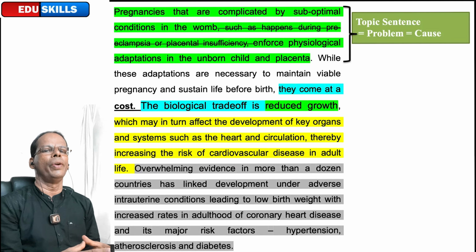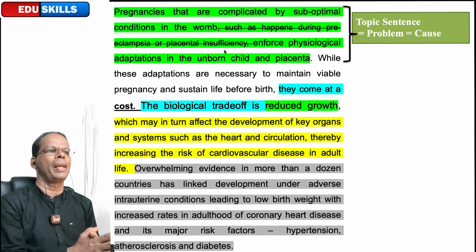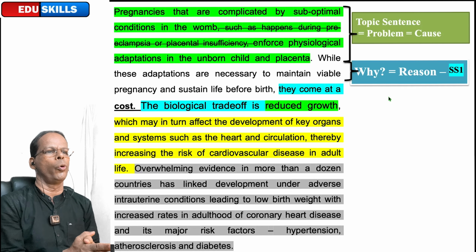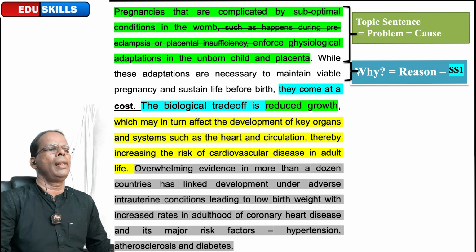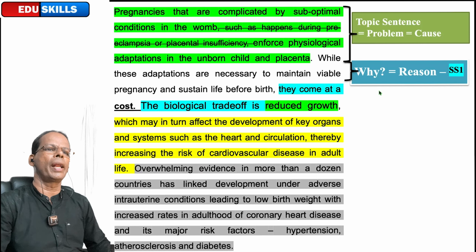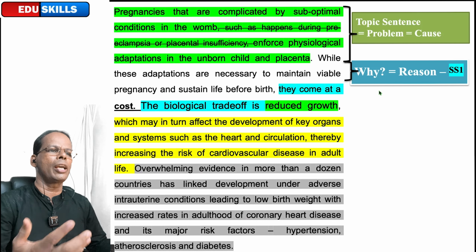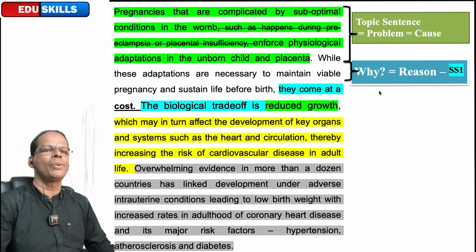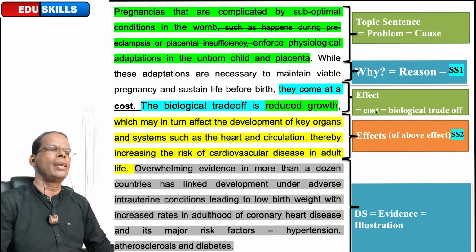Try to write in your own way, summarize that sentence. Pregnancies that are complicated by suboptimal conditions in the womb enforce physiological adaptations in the unborn child. So you can summarize that. Then after that, why? They said this statement, the topic sentence, now they have to explain, they have to give the reason. So supporting sentence 1 gives the reason.